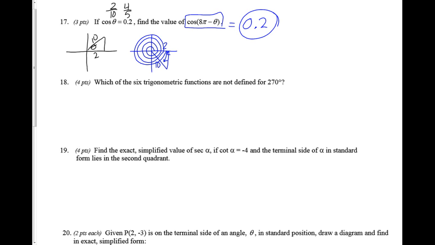I just have to watch out on this one. If my triangle wound up flipped over on the left, then my cosine would have been negative 0.2 instead. All right, number 18 says, which of the 6 trigonometric functions are not defined for 270 degrees?